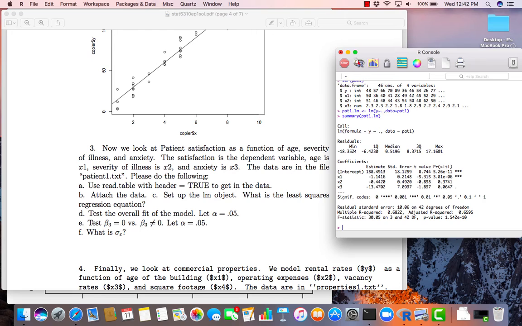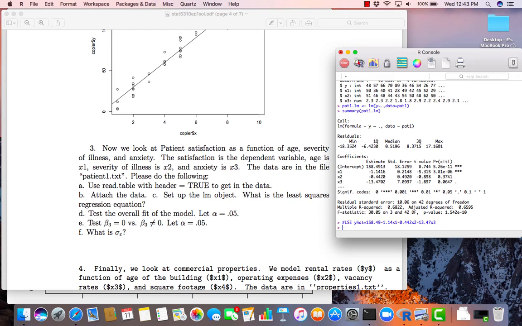All right, what is our least squares regression equation? So it's going to be y hat equals 158.49 minus 1.14 x1. I'm kind of chopping some stuff off. Minus 0.442 x2 minus 13.47 x3.